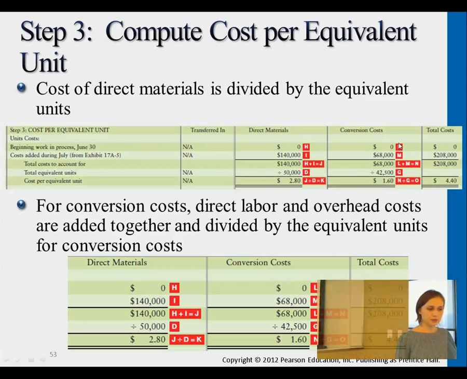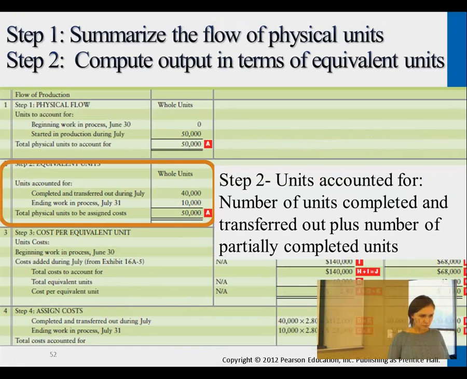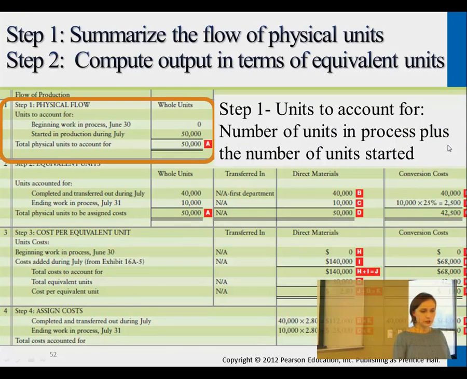So same for my conversion costs. I had the 0 in the beginning, right? Now I have a total of what? My beginning work in process for conversion costs and then costs added. So I have 68,000 total. Right? And then I'm going to divide it by 42,500. Why do I have 42,500? That's my conversion cost, right? I calculated that conversion cost. You remember?